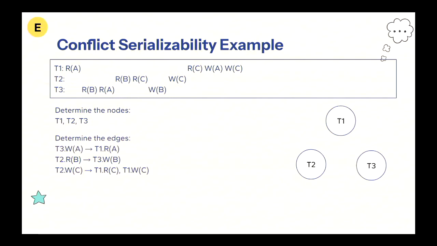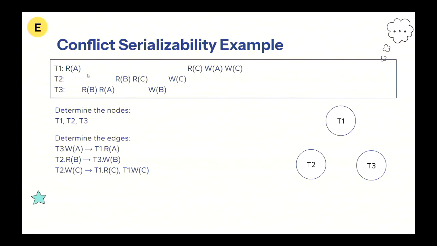And let's determine the edges. In order to determine the edges, we need to go through the shared data items one by one. So let's go through A first. For A, T1 reads A, T3 reads A. This is not conflicting, so there's no need to put an edge between T1 and T3, because although T1 is reading A first, T3 acts on A later after T1. It's not conflicting. Let's try to find conflicting pairs.